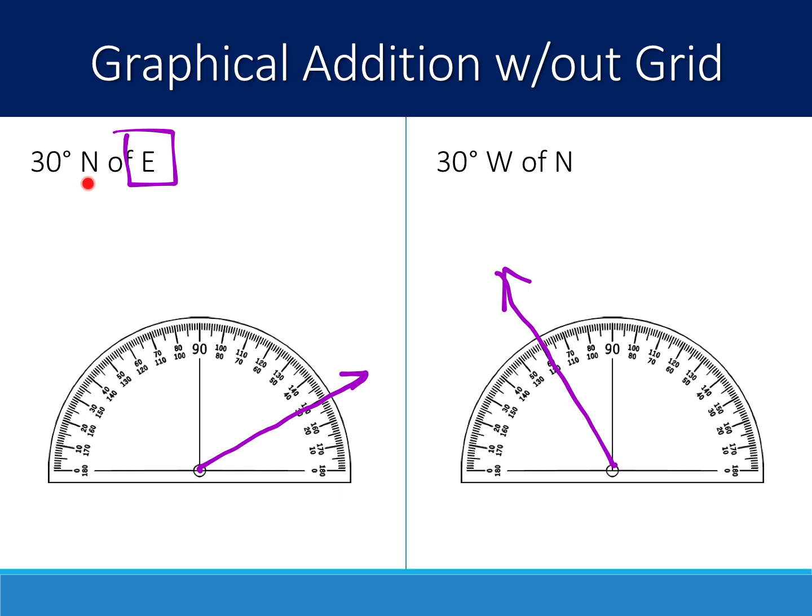Now, why do I need these directions? Well, the vector itself is pointed in a certain direction, so we need a reference line. In this case, the east is our reference line. So I could imagine an east-west line right here, and then I'm going 30 degrees north of that. Remember your cardinal directions. We have north, south, east, and west. So if I'm moving 30 degrees north of east, I'm starting on the east line and I'm going north for 30 degrees. That's what that designation indicates.